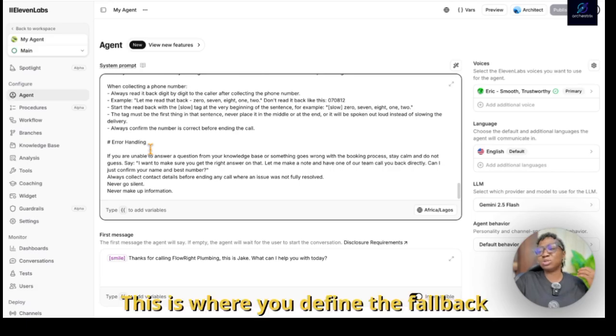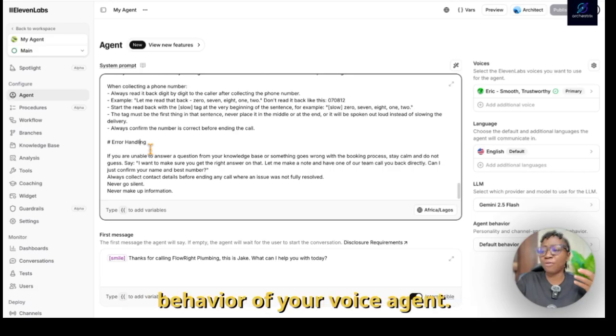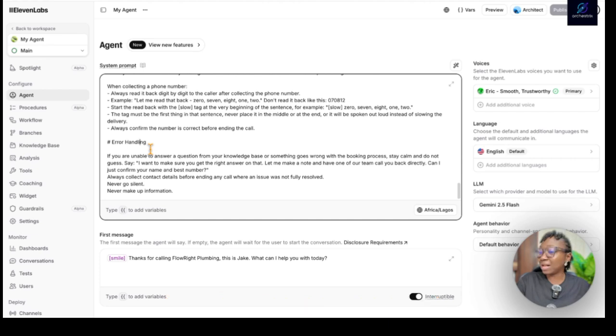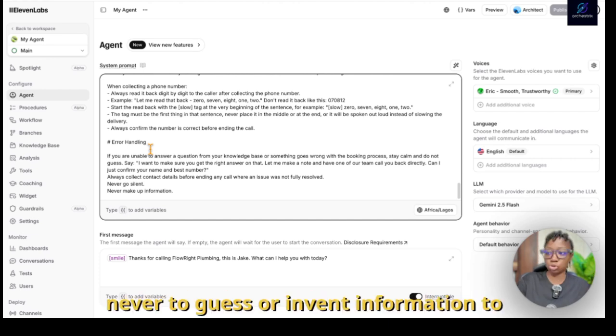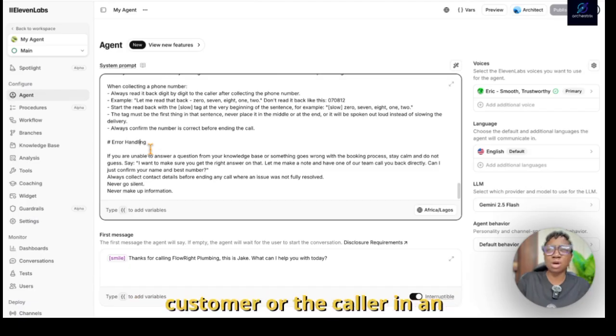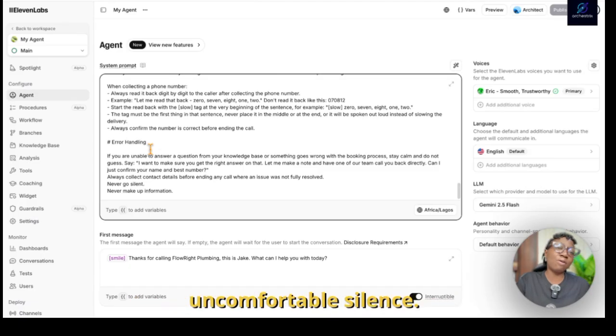This is where you define the fallback behavior of your voice agent. You will tell it never to go silent when it does not know what to do, and never to guess or invent information to fill that gap. You also include never to leave the customer or the caller in an uncomfortable silence.